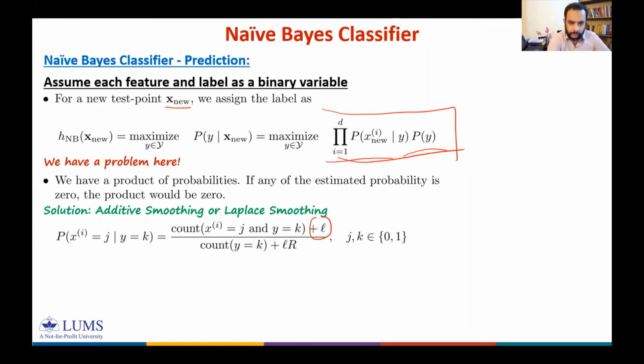How do you see this L? Previously the count is the actual count, and now you're adding to it. For example, L equal to 1 simply means you have added an instance in your data for which the ith feature is equal to j and the label is equal to k. To balance this, so that the sum of all probabilities is equal to 1, we also make an addition in the denominator, which is L times R.